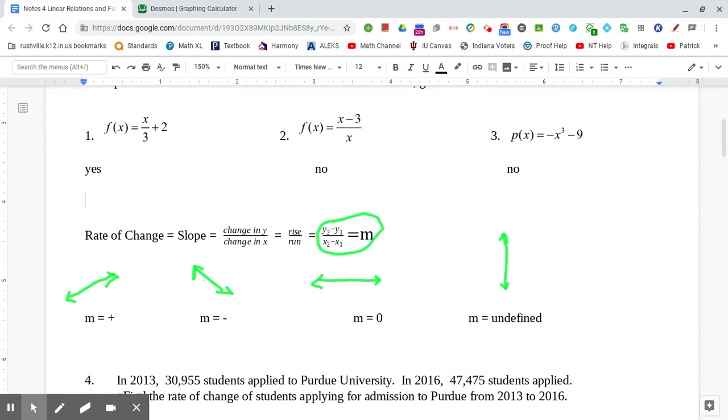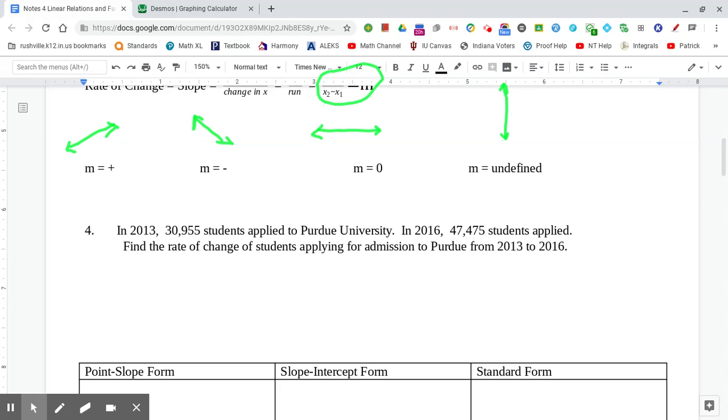So now let's take a look at an example involving your rate of change, or your slope. It says in 2013, 30,955 students applied to Purdue University. And then in 2016, 47,475 students applied. Find the rate of change of students applying for admission to Purdue from 2013 to 2016.